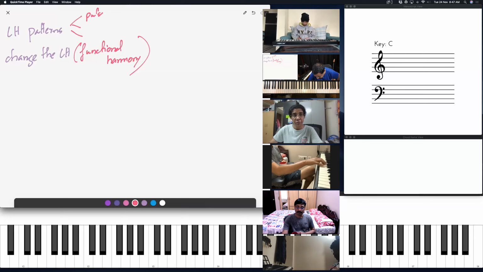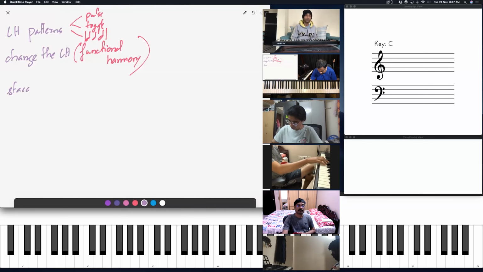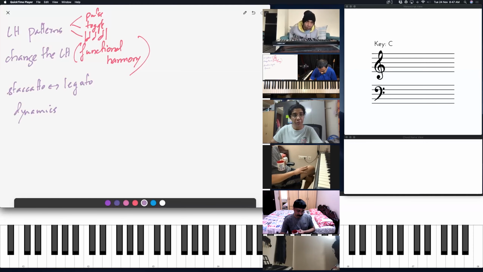So left hand patterns, we have a couple, 3 so far. Pulse, toggle, and then of course We Will Rock You, which we are confidently writing like this. Staccato, legato, toggle, dynamics, meaning volume. So you go louder, go softer, go up mountain, go a V mountain, reverse mountain.